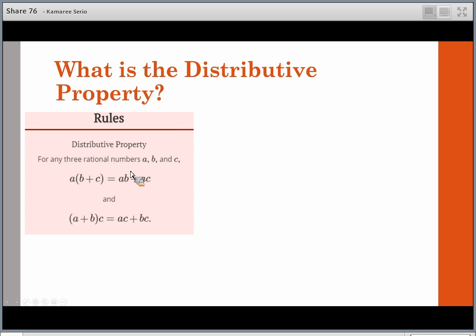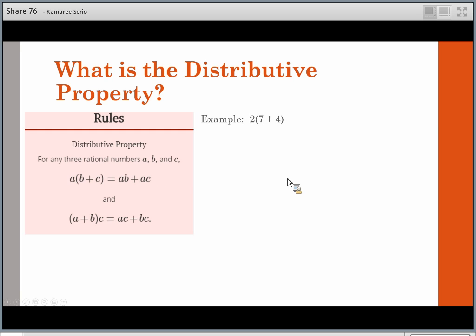So what you're doing is taking whatever number is on the outside of your parentheses, here it's an A, and you are multiplying it to everything inside. So you have A times B, and you have A times C. And whatever sign you have in between your B and C stays the same. All you're doing is taking whatever is outside of the parentheses and multiplying it to everything inside.